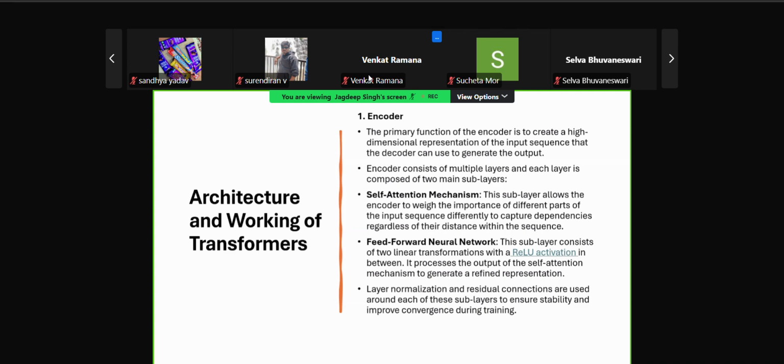Encoder part, so these two sublayers: the self-attention mechanism and the feed-forward neural networks. If you want to implement this using Python, then you can very easily use the self-attention mechanism by using the dependencies and by using the ReLU activation function.